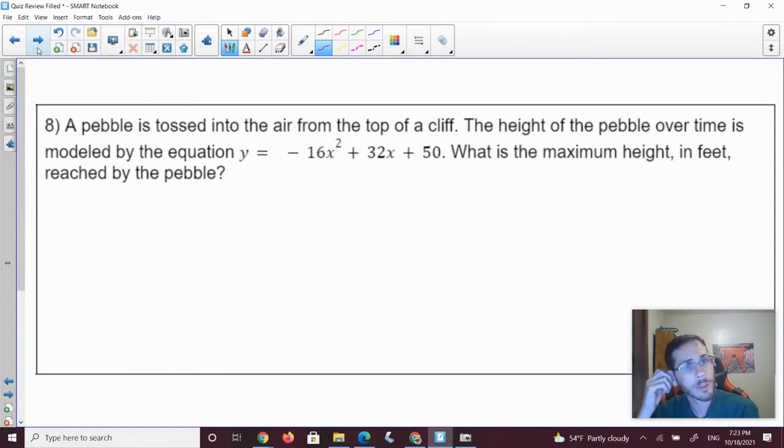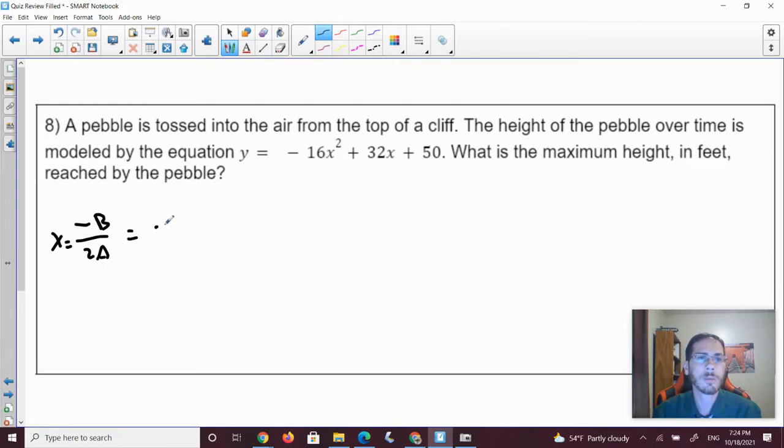For number 8, pebbles tossed in the air from top of the cliff. Height of the pebble over time is modeled by this equation. So we got our negative 16, so it's our regular gravity equation. What's the maximum height in feet reached by the pebble? If we need a maximum, we're just going to go with negative b over 2a again, because that'll tell us where the x-coordinate of the vertex is. We could plug that in to get the y-coordinate of the vertex.